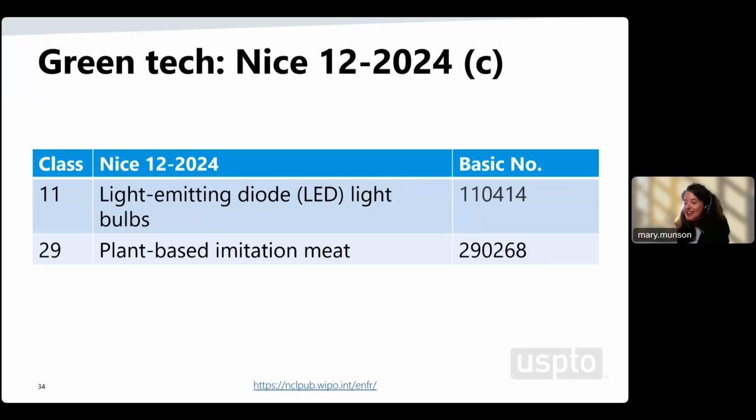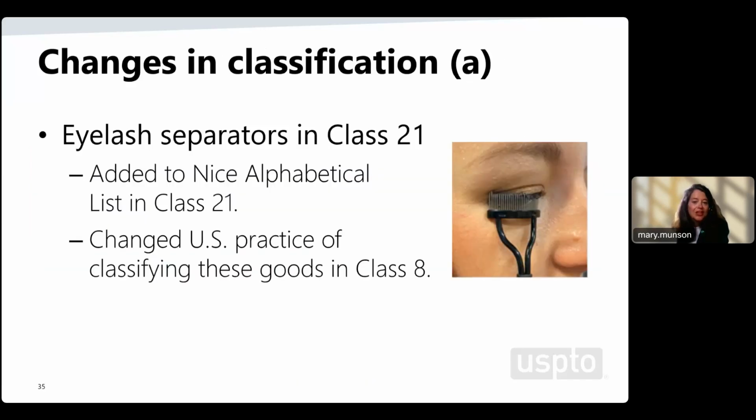So the first item is eyelash separators. Prior to January 1 of this year, eyelash separators did not appear in any part of the NEAS classification. The USPTO filled in the gap in guidance all the way back in June 2001 when we added that term to the ID manual in class 8. And we added it in class 8 by analogy to eyelash curlers, which is in the NEAS alphabetical list in class 8.